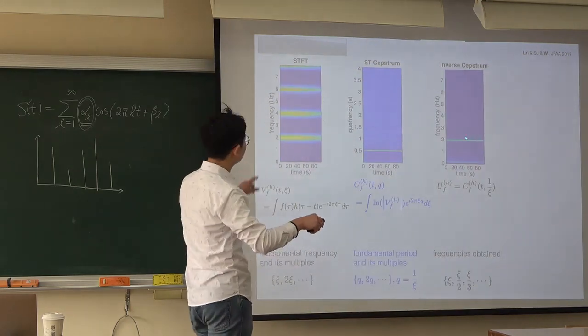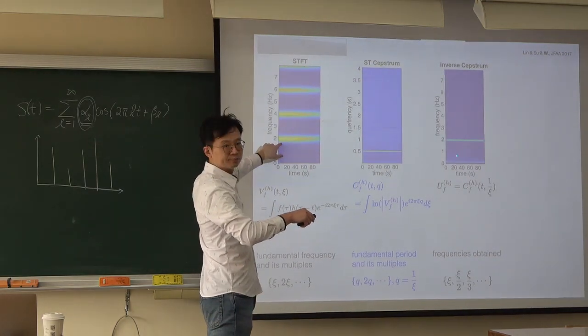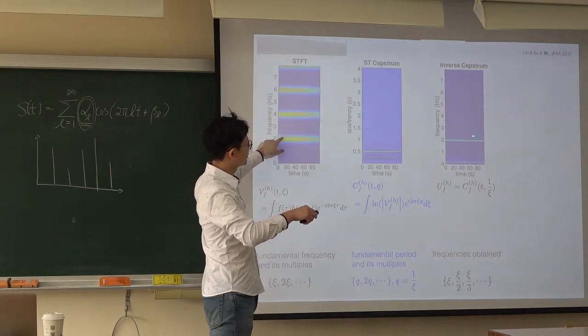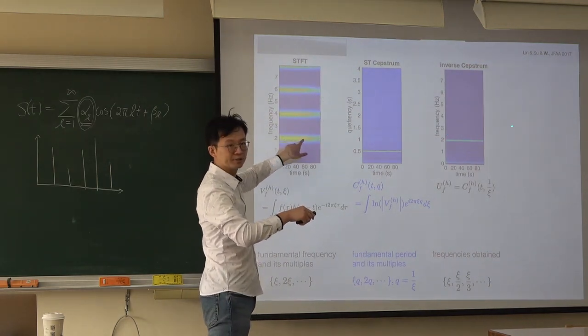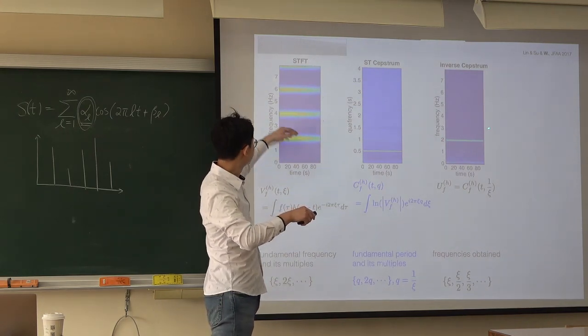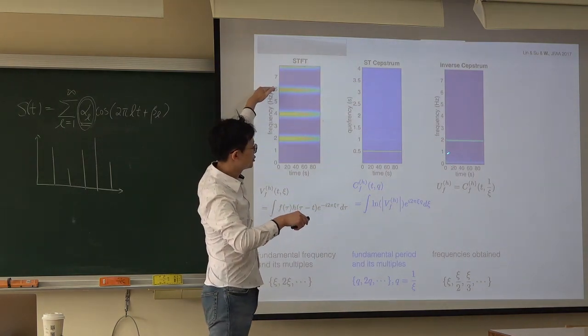And now, if you compare these two pictures, what is the common information? The fundamental frequency, isn't it? The fundamental frequency is the common information. And there will be multiples, and there will be divisions.